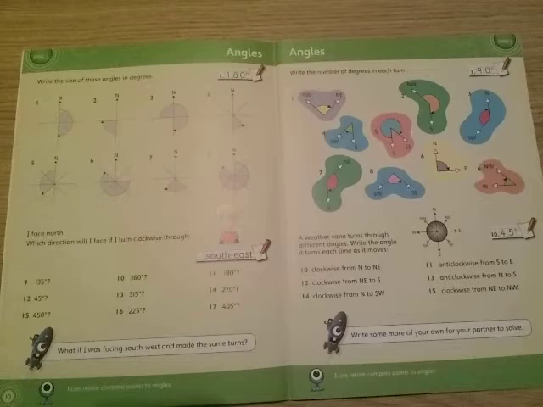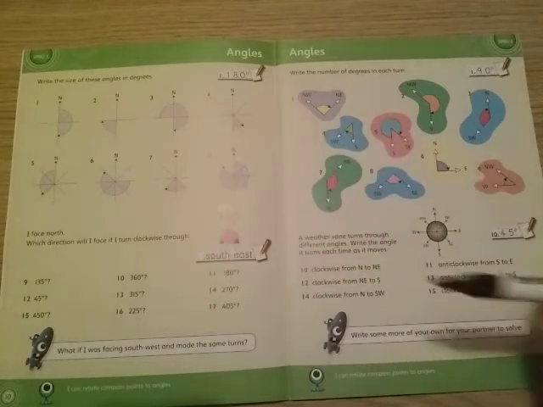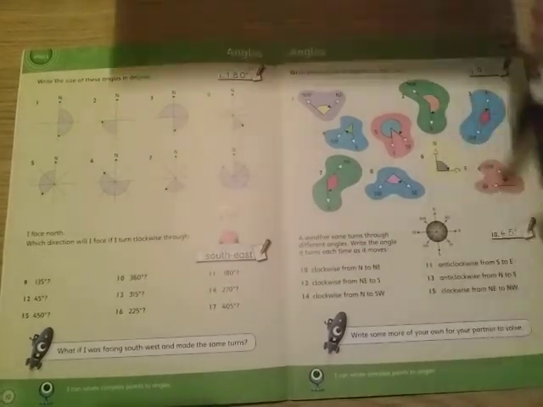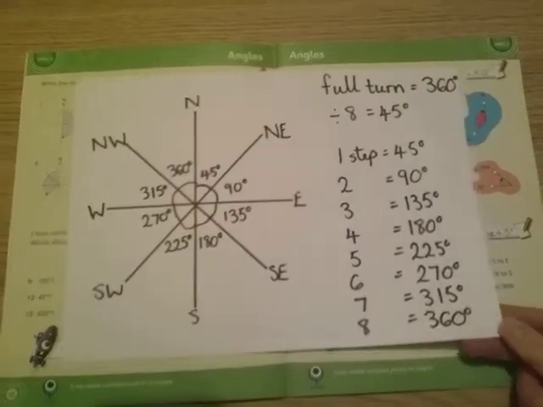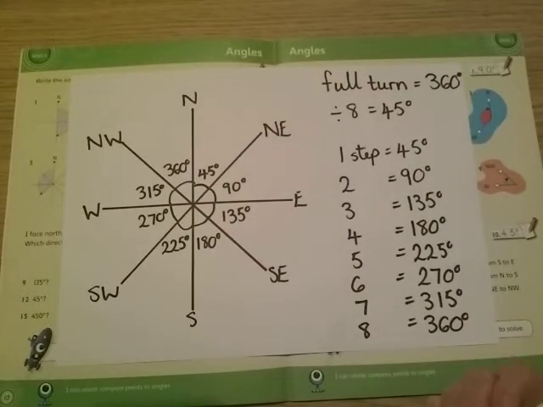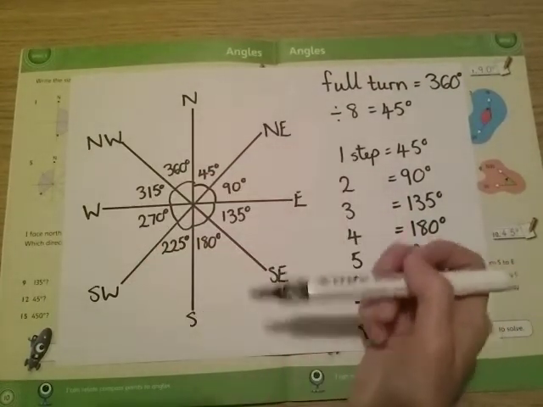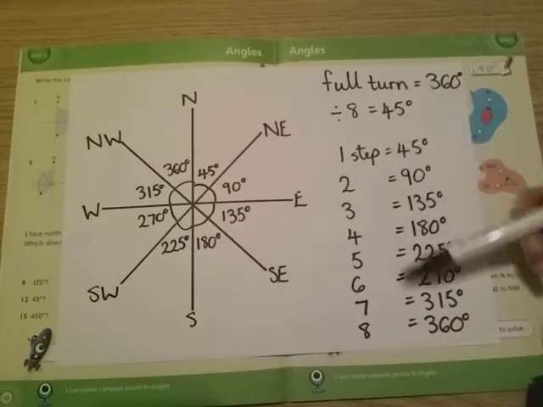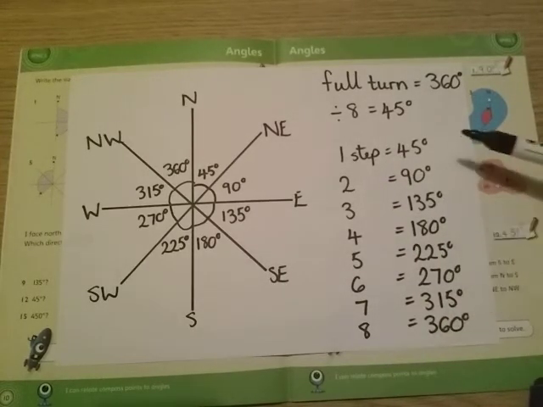Now, P6, to help you out today, definitely you can write on these pages, but I think it would be a really good idea if on a piece of paper you drew out a big compass rose and you wrote this information down. I think that would really help you out for today. Okay? Have fun. Do your very best.